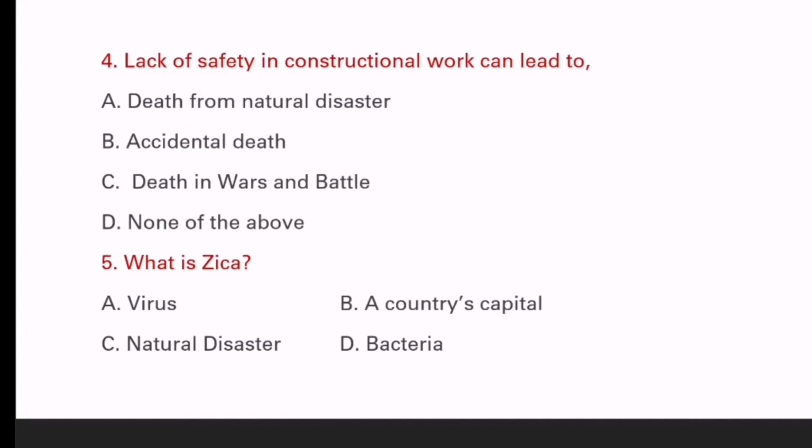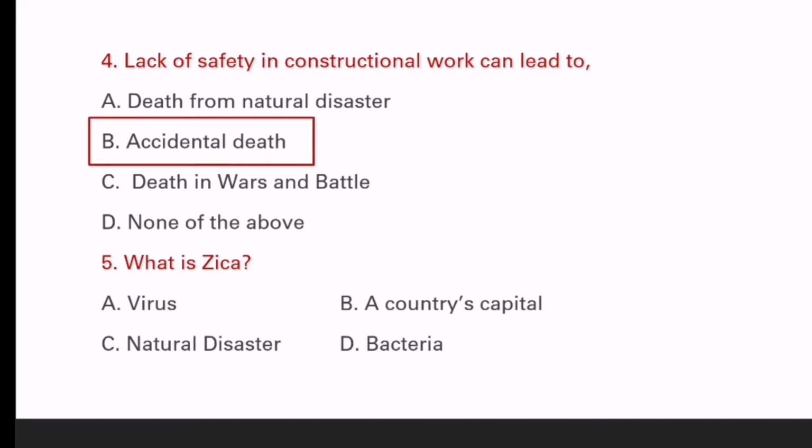Now try to answer question number 4. The question goes like that: lack of safety in constructional work can lead to A. Death from natural disaster, B. Accidental death, C. Death in wars and battle, and D. None of the above is correct. So, what do you think is the correct answer? Here, the correct answer will be option B, that is accidental death.